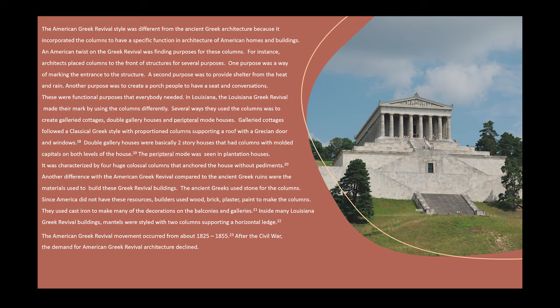Louisiana Greek Revival made its mark by using columns differently. Several ways they used the columns were to create gallery cottages and double galleries. Another difference between American Greek Revival and ancient Greek ruins was the materials used. The ancient Greeks used stone for columns, but Americans did not have these sources, so buildings were made of wood, plaster, and paint. They used cast iron to make many decorations and balconies and galleries inside the Louisiana Greek Revival buildings. Mainly they were supposed to be horizontal.